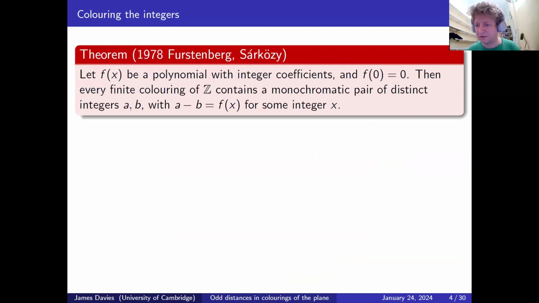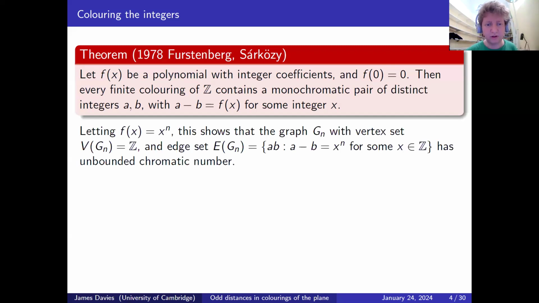Going down a dimension for a bit, I want to talk about this very nice theorem on coloring the integers. This is one of the first applications of the ergodic method. It says if you have some polynomial with integer coefficients, and f of 0 is 0, so constant term 0, then in any finite coloring of the integers, you can find a monochromatic pair of distinct integers so that their difference is equal to some value of this polynomial.